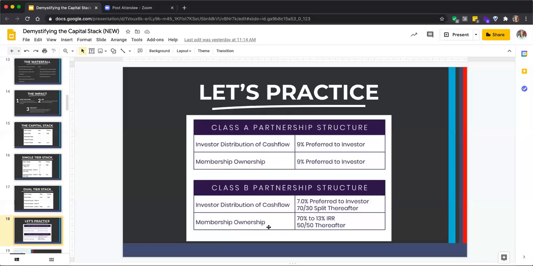And the membership ownership works a little differently. On the membership ownership, on the gain of the property, 70% will go to the preferred investor, up to a 13% IRR. So this is what this type of waterfall is called, an IRR hurdle. And then after 13%, the profits between Class B and Class C will be split 50-50, okay? So as you can see here, Class C is not participating until right here, after the preferred return on the distributable cash flow of the Class B partnership.